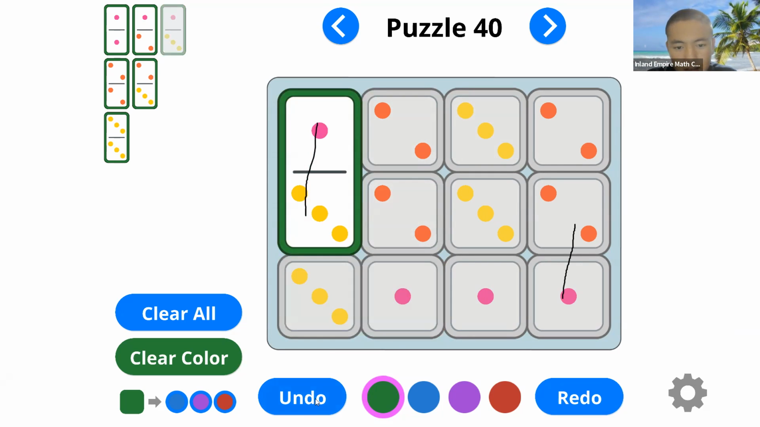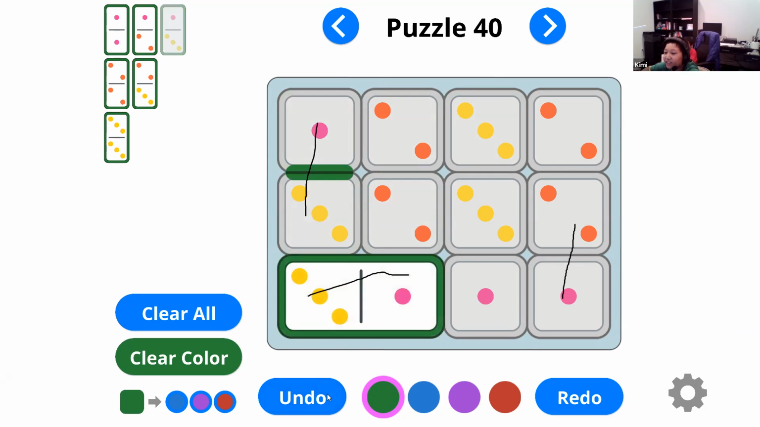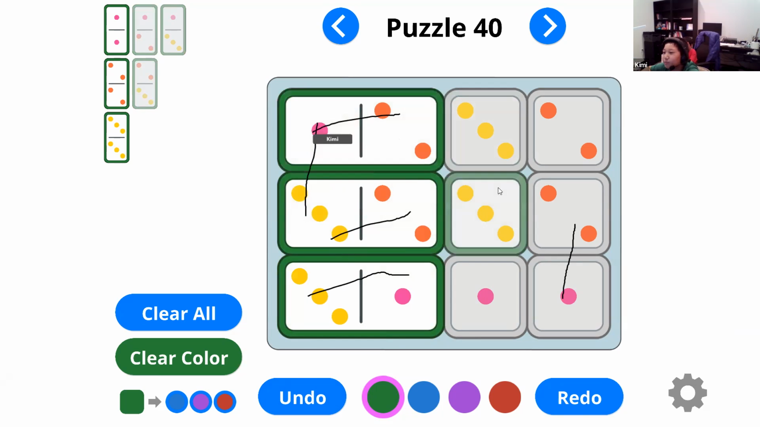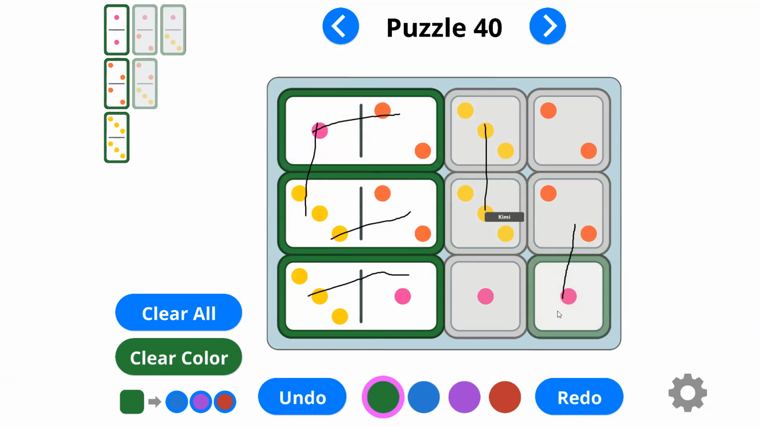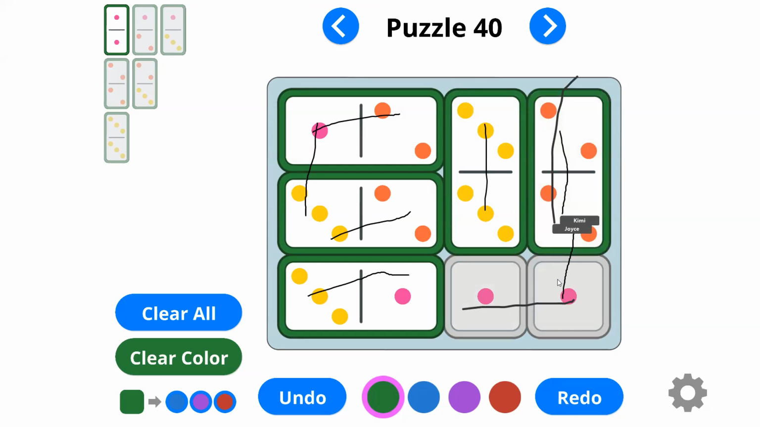True. So we know that these cannot be the same puzzle. These two. I got it. And then these two. These two. I'm slowly building up. These two. Ooh, we did it.